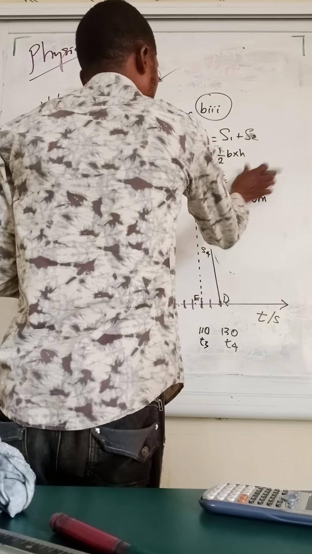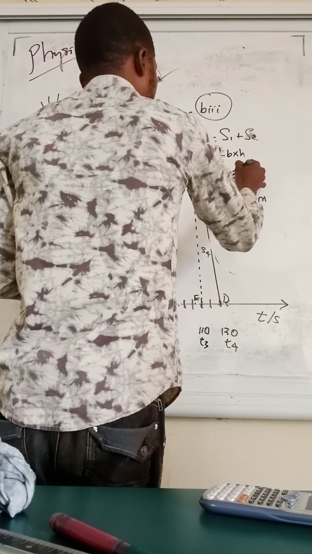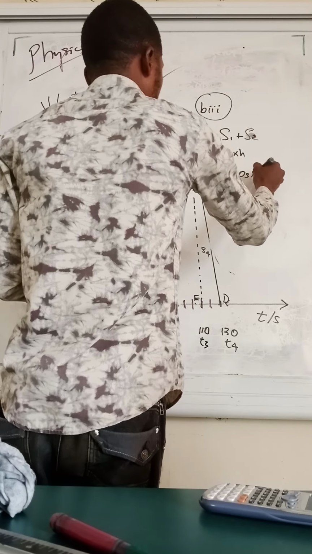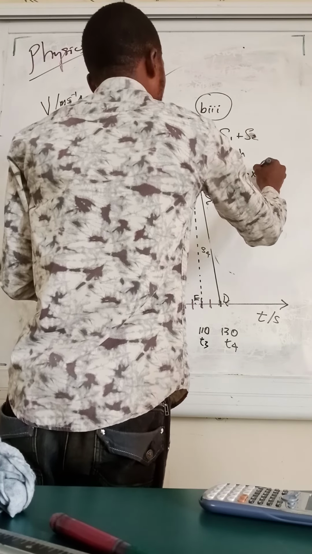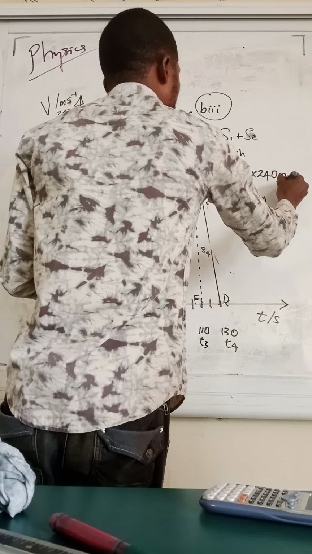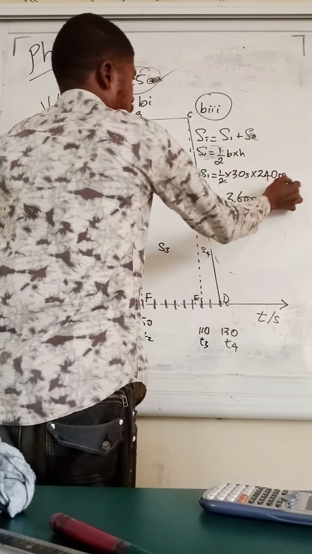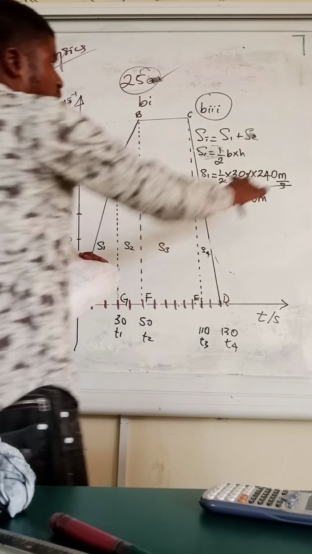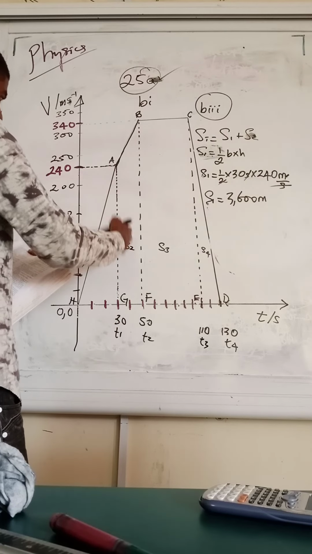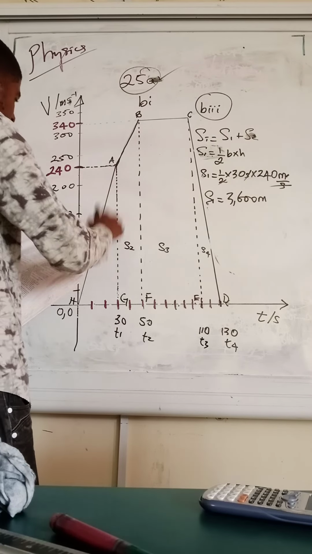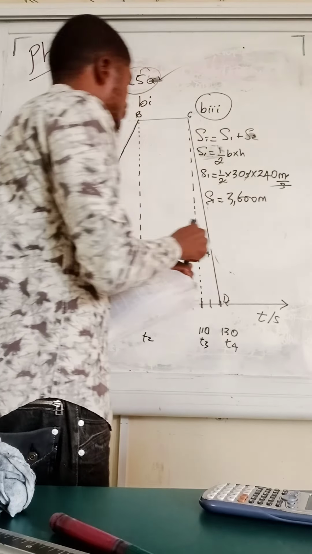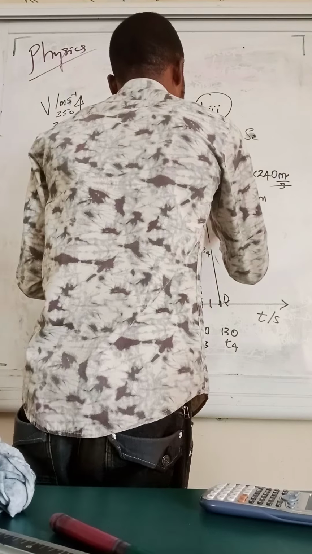This is 240 meters per second times 30 seconds. 30 seconds times what? 240 meters, all over what? Seconds. This second will cancel this second, and then you are left with what? Meters. Do you get it? So the area of this particular shape is the distance covered within this range. Do you understand? So the trapezium, you have S2.